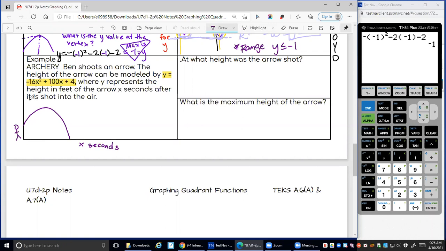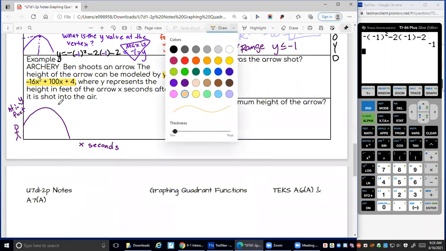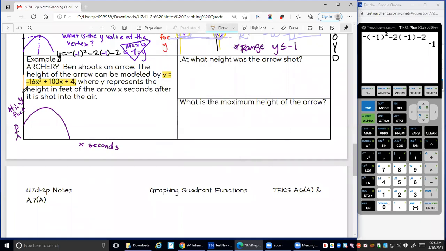And y is height in feet. So I'm going to write that here. I got y, and it is the height in feet. Okay. Now it's asking, at what height was the arrow shot? Now, if I think about this, like I put it on a coordinate grid, right? Like right here. That's my y-axis. This is my x-axis.